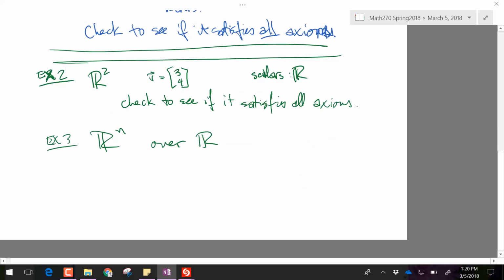Do you know what R5 is, or R2? If it was like R3, could the scalars exist in like R and R2, or just R? No, just R. Scalars are always just going to be the simplest ones.